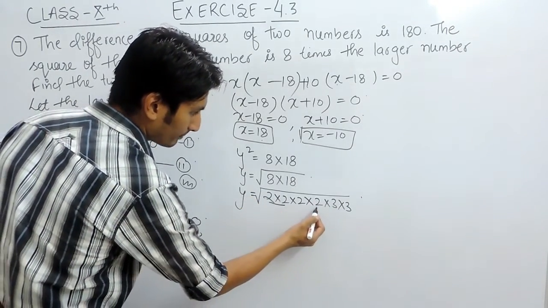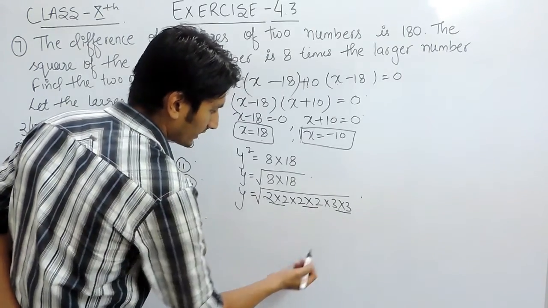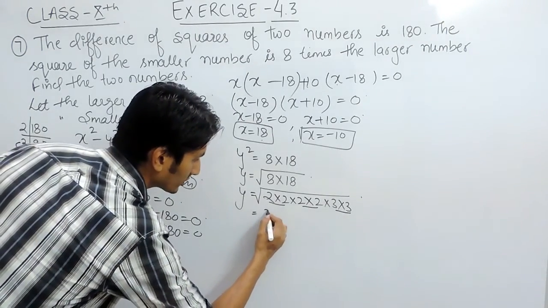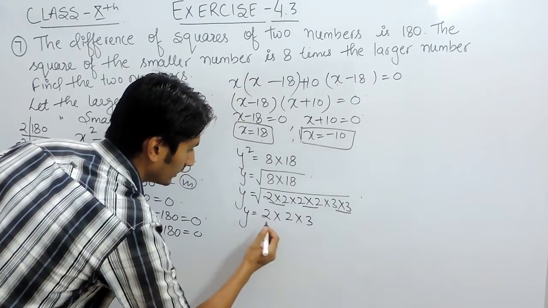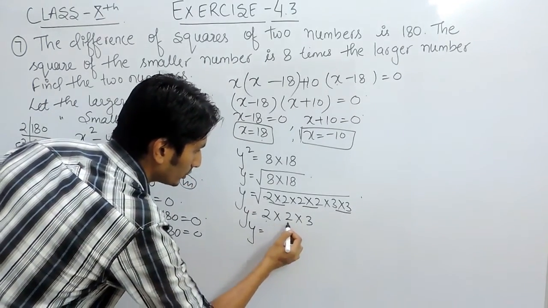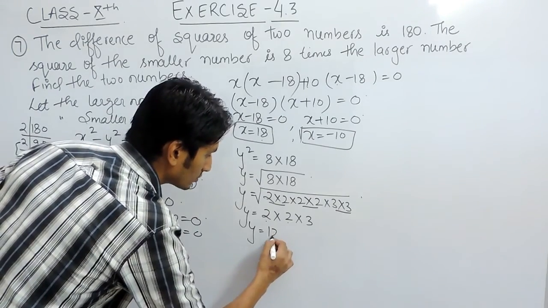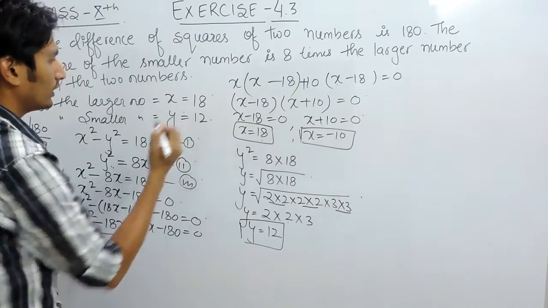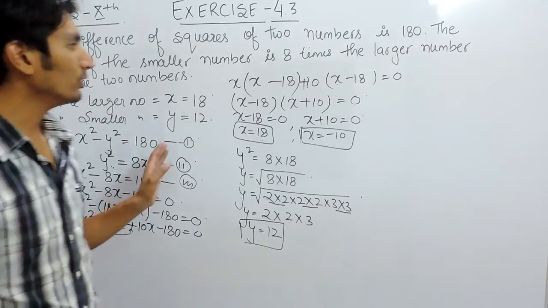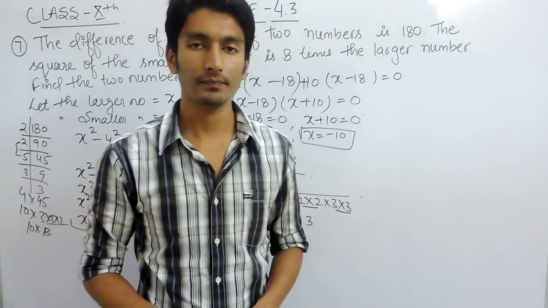So this is one pair, this is another, and this is 1. So taking 2 from the first pair, 2 from the second, and 3 from the third, the value of y must be 2 into 2, 4, into 3 is 12. So the smaller number must be equal to 12. So this is how you can solve this particular question. Thank you.